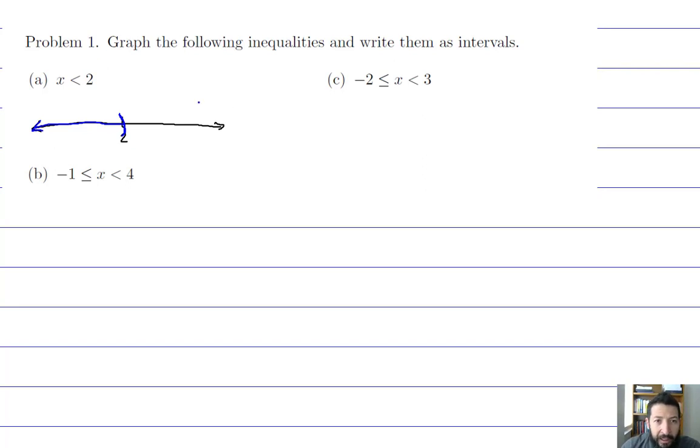And there's the graph, and then it also asks us to write it as an interval. So the interval here would be from negative infinity all the way to 2. So we did this before.